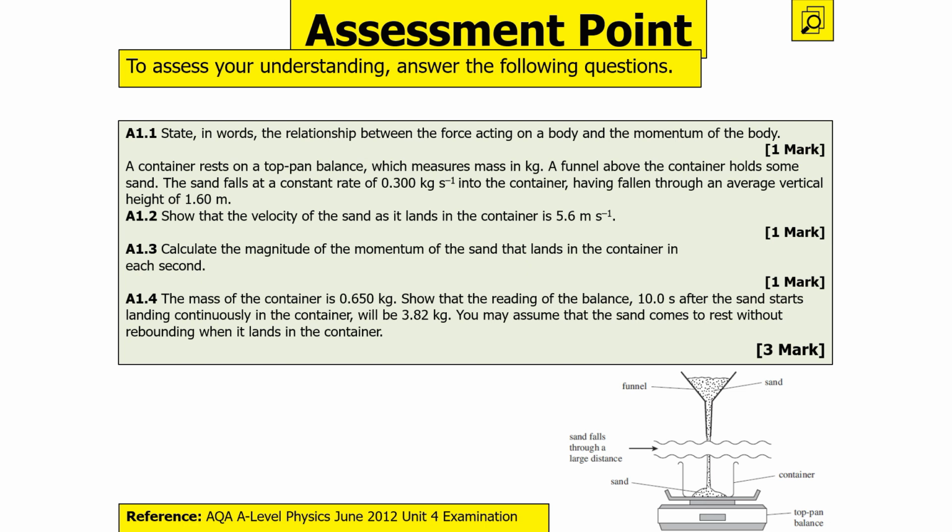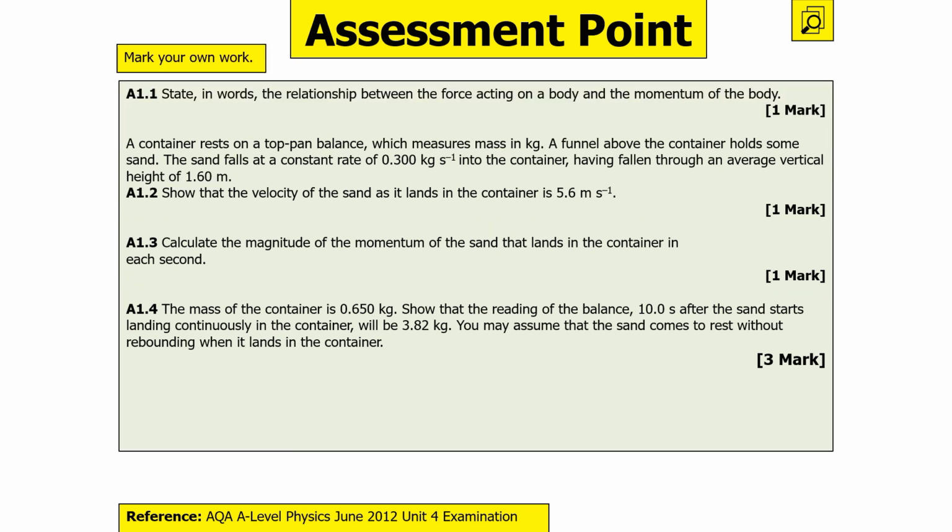Calculate the magnitude of the momentum of the sand that lands in the container in each second. Then the mass of the container is 0.650 kilograms. Show that the reading of the balance 10 seconds after the sand starts landing continuously in the container will be 3.82 kilograms. You may assume that the sand comes to rest without rebounding when it lands in the container. So pause the video now, then unpause the video when you want to go through your answer.